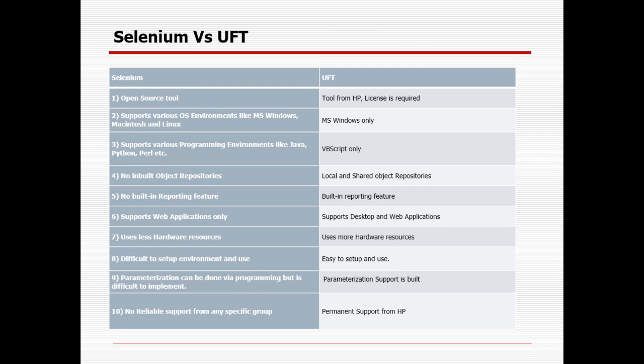Some sort of difference I have tried to give, because UFT and Selenium are the most useful tools even nowadays. UFT is a licensed tool, Selenium is a free tool. UFT will require more and more hardware, Selenium will require less hardware. If you want to work with UFT, at least 4 GB RAM will be required, otherwise your system will be very slow and you cannot operate anything. But for Selenium, even 1 GB RAM is still fine.